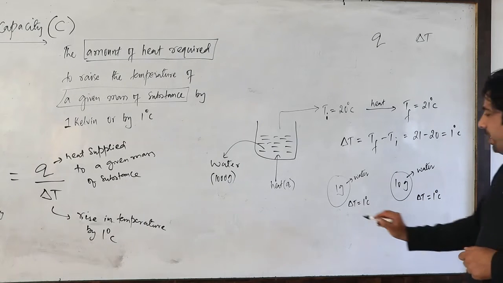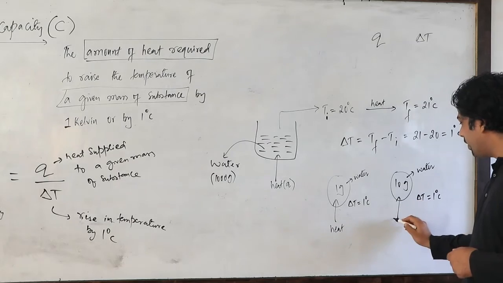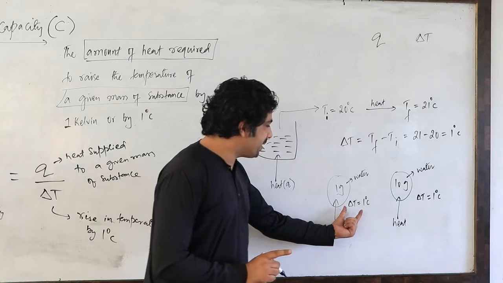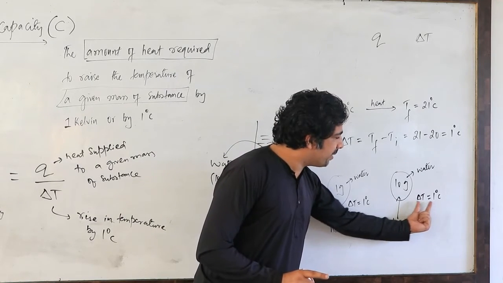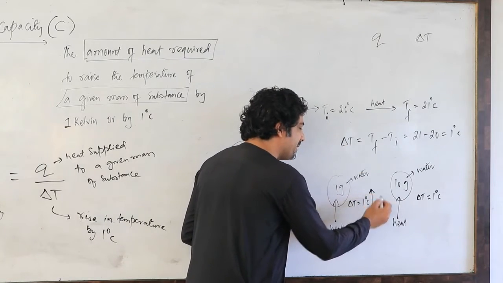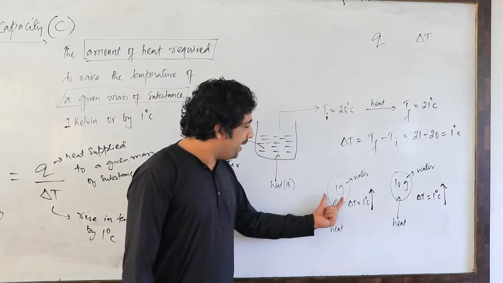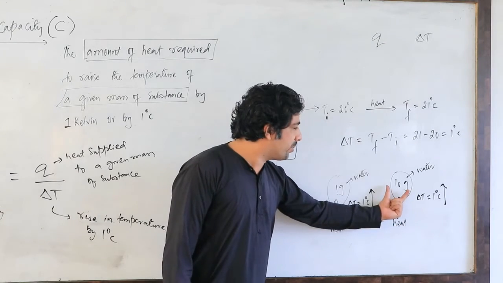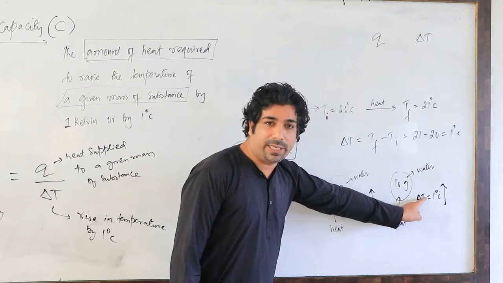So how much of heat is required here, my dear friends? I will supply the heat here and I will supply the heat here. Okay. Here, how much is the rise in temperature? 1 degree Celsius. How much is the rise in temperature? 1 degree Celsius. So my dear friends, it's positive, so it's a rise in temperature. But here you are applying heat for 1 gram of substance. Here you are applying heat for 10 gram of substance. Temperature change is 1 degree Celsius, temperature change is 1 degree Celsius.